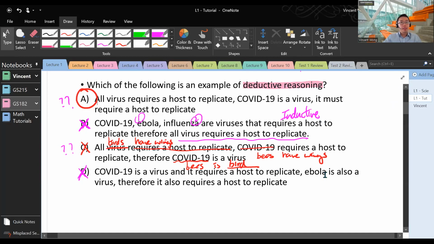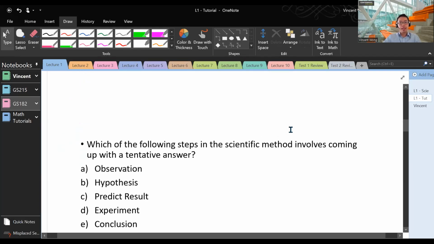Emma asked about replicate, meaning to make more copies of themselves. So like you have one virus and then they replicate, it means they make more. Okay, make more. That's what replicate means. All right, let's keep going.